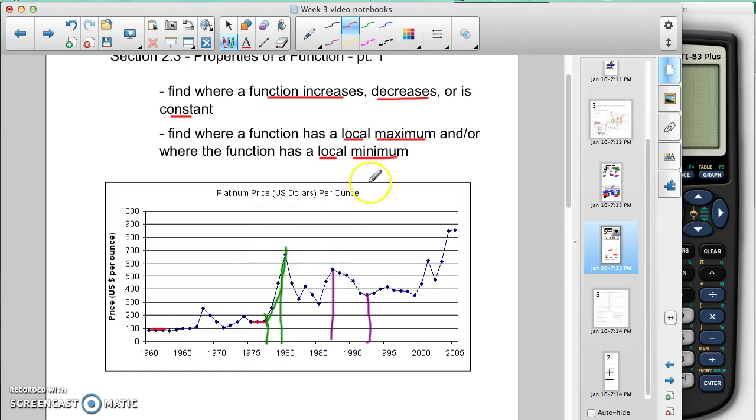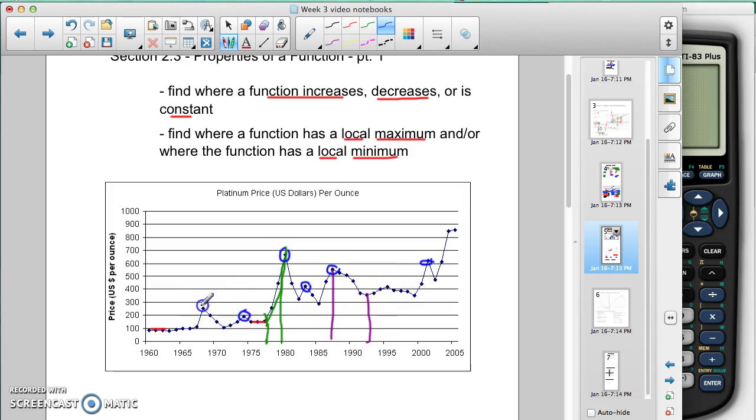Now when we're looking at local maximums and minimums, that's where we have the highest or lowest value at this point. So this is a local maximum right here. At 1980 we have a maximum because it's increasing and then it's decreasing. So that's the highest point. This is a local maximum here, and here, and here. So there are several local maximums.